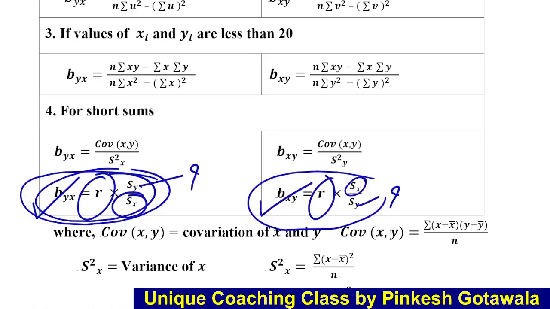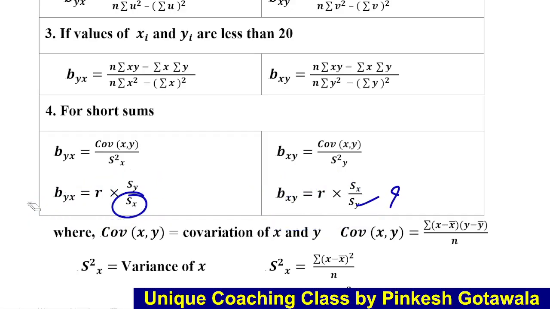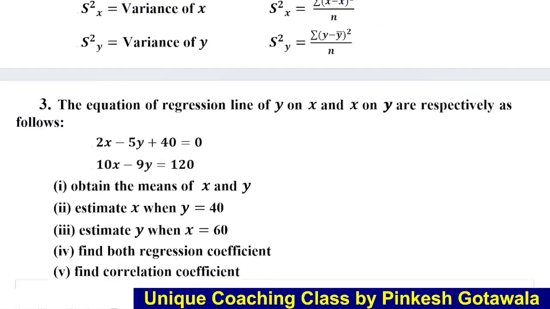That means the answer is possible with either formula because all values are available. Look, byx is available, r is available, bxy is available, r is available, and they give sx square also. So Sx is also available and they ask to find Sy. So yes, we can find Sy. We can apply any one of these formulas, and the answer will be the same in both. Let's go with the first formula, byx.